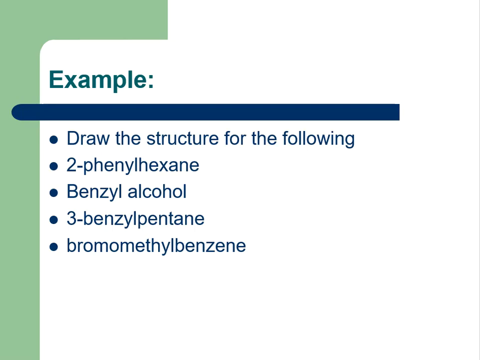Folks, we're back, and I left you with an example problem, didn't I? Did you do it? Probably not, but we're going to do it together now. This example problem says, draw the structure for the following. It gives me 2-phenylhexane, benzyl alcohol, 3-benzylpentane, and bromomethylbenzene. They're going to expect me to give you a structure for each one of these. So how on earth can we do it?